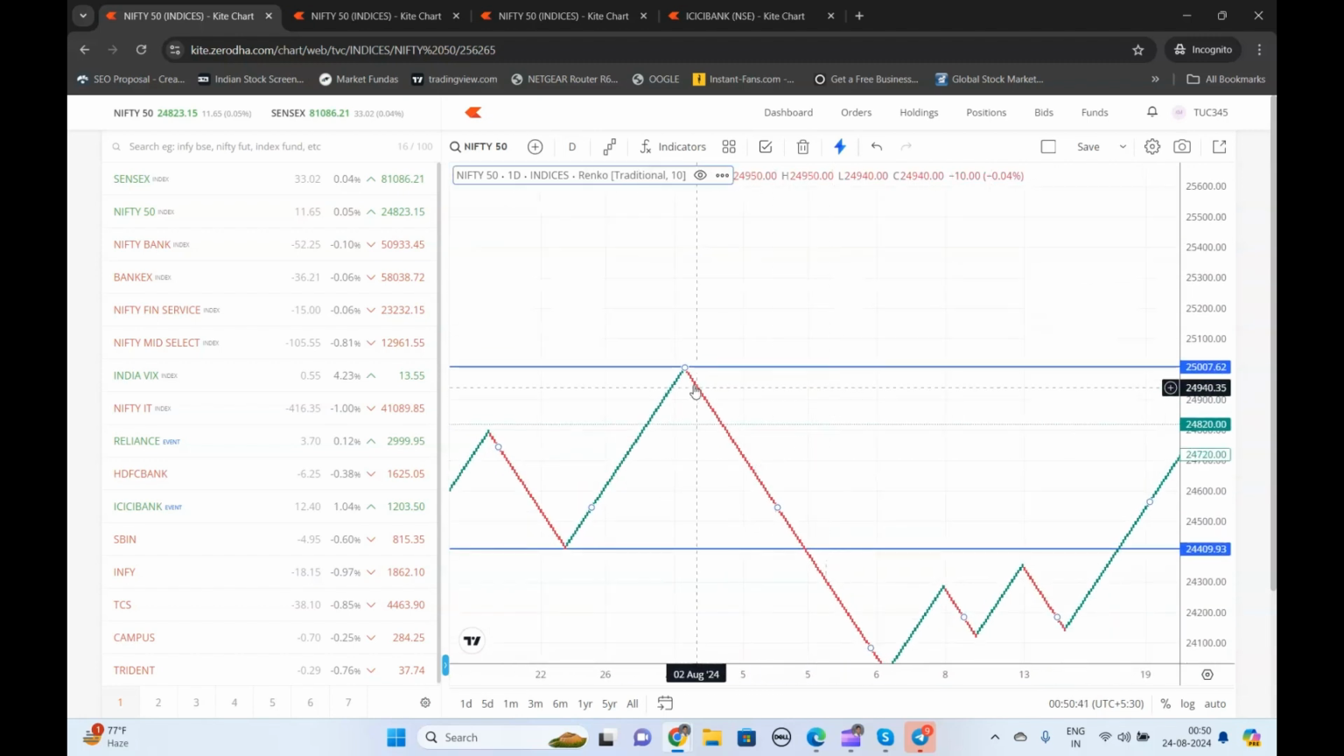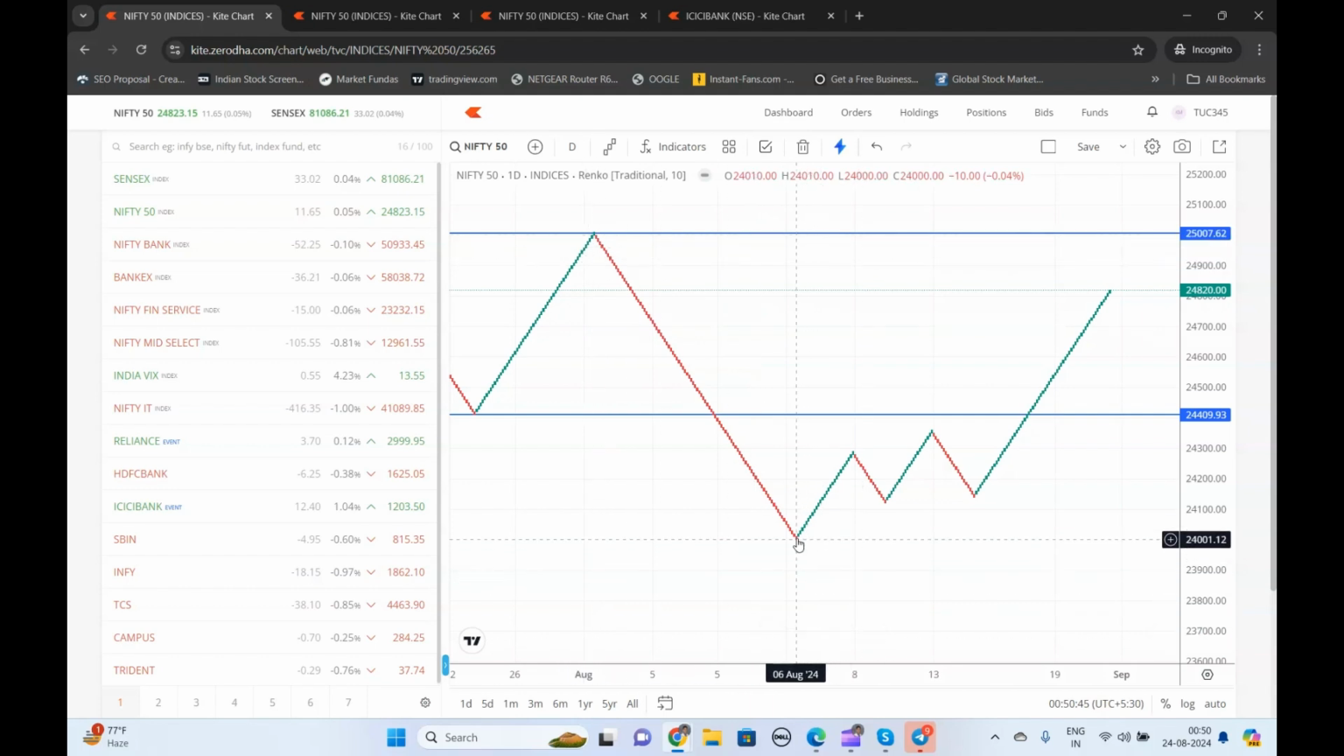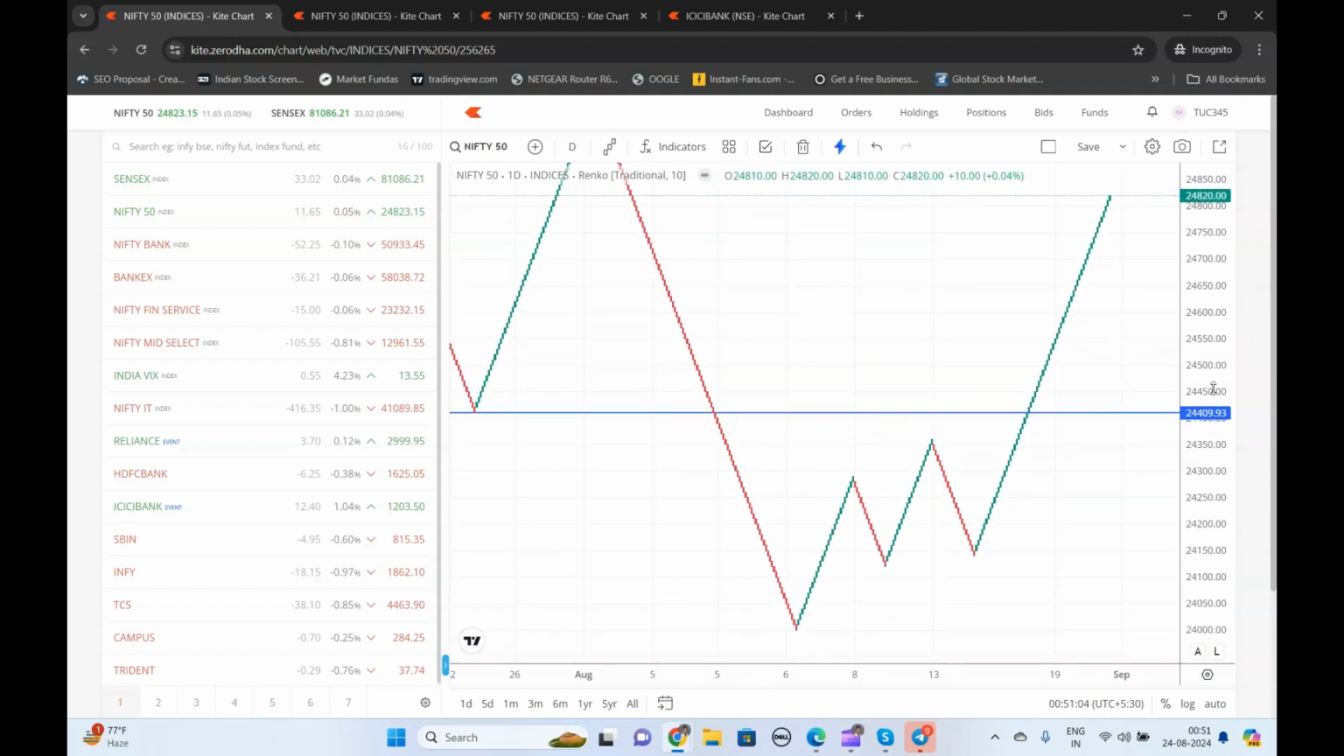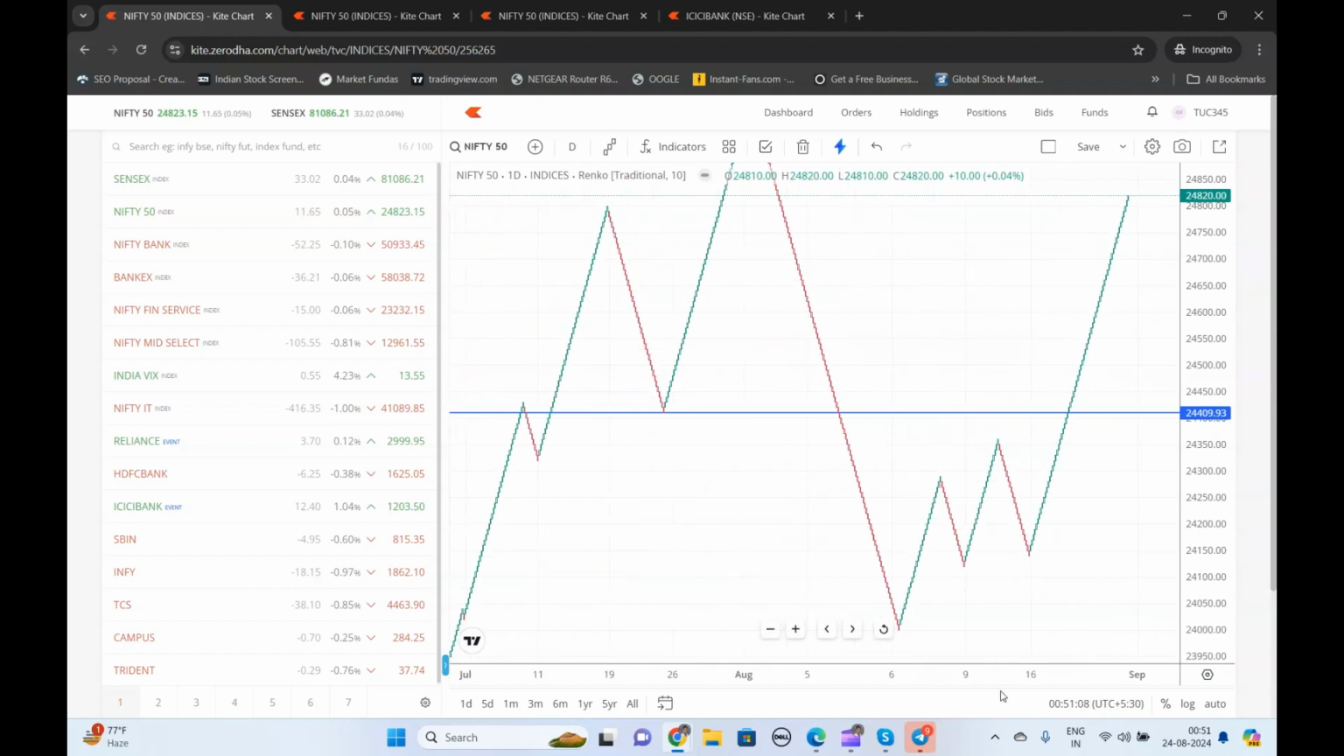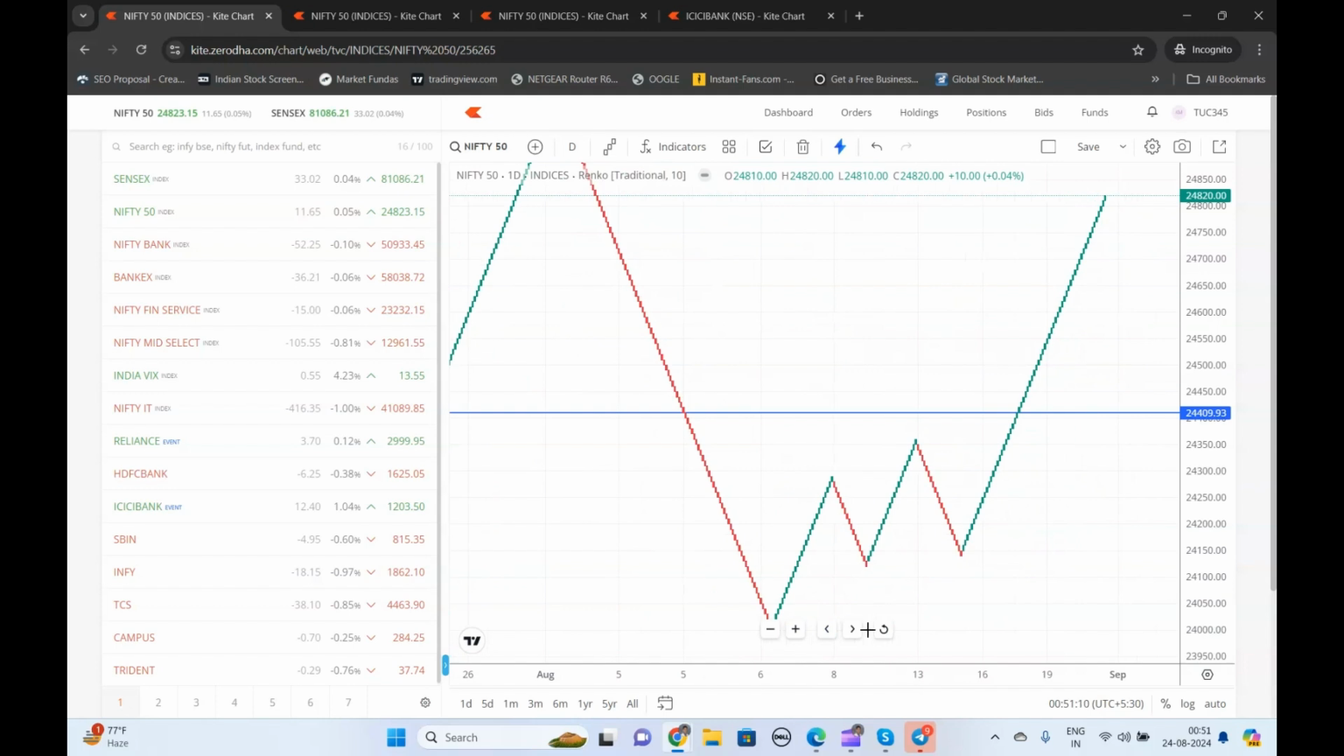For example, from here, which is 2nd of August, it's continuous selling, I mean downward, till 6th. So from where it was 25,000 till 24,000, 1,000 points straight. There's no other point showing you down straight. After this, you could have seen a couple of candles and you could have booked your profits. Let me take you to another thing.